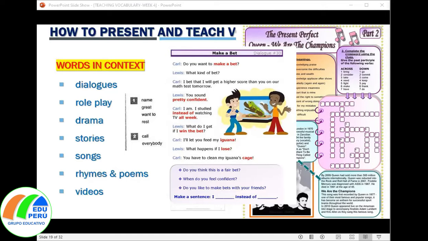So notice here, the words are not presented in isolation. Notice the other ones. The words were presented in isolation, one by one. But here, they are in a context. That's why here it says words in context, because we're going to use dialogues, role plays, drama, it's a bigger one, stories, songs, rhymes, poems, and also videos. You can make your students watch some videos and pre-teach some vocabulary in order to understand better the video that you're going to show them. So notice here the different techniques that you're going to use.